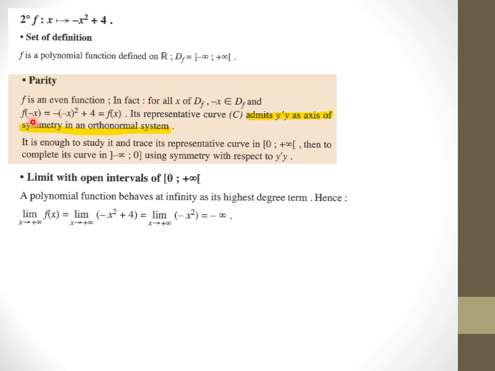Pay attention to this very well. I'm going to highlight it for you. So it admits y prime or y as an axis of symmetry, because in the curve you will see how the y prime or y affects our curve. Now we're going to do the limit. So the limit of f of x when x tends to plus infinity is minus infinity, and the limit when x tends to minus infinity is, sorry, let us go back.